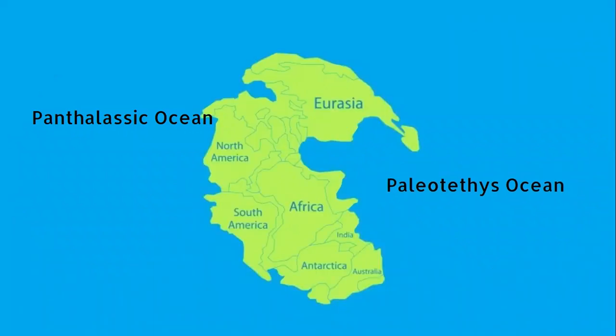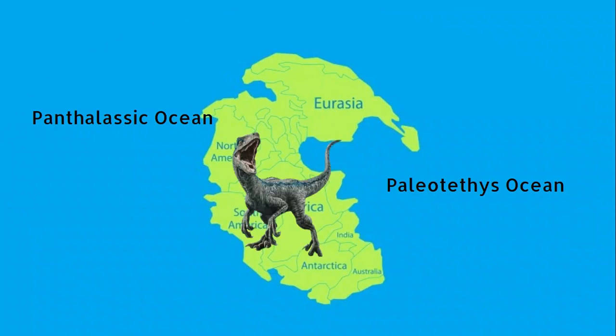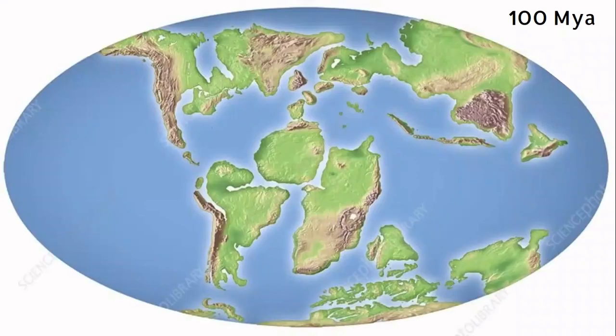200 million years ago, the supercontinent is now called Pangaea, the most recent supercontinent. This was the time period when dinosaurs roamed the Earth. The supercontinent has now drifted northward towards the North Pole. There were still two oceans, but instead of the Paleotethys Ocean, there is now the Tethys Ocean. 100 million years ago, Pangaea started to break apart.